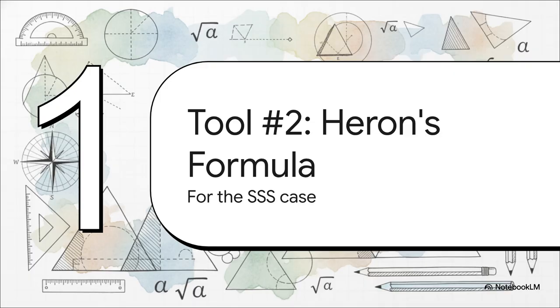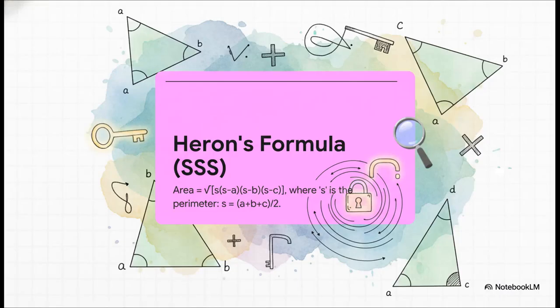But what if you don't have any angles at all? What if you walk up to a problem and all you've got are the lengths of the three sides? For that, we need a totally different kind of tool. And that's when we bring out the big guns, Heron's formula. Now, I know this one looks a little scary at first glance, but trust me, it's actually super clever.